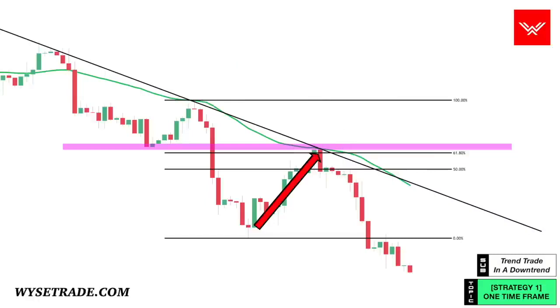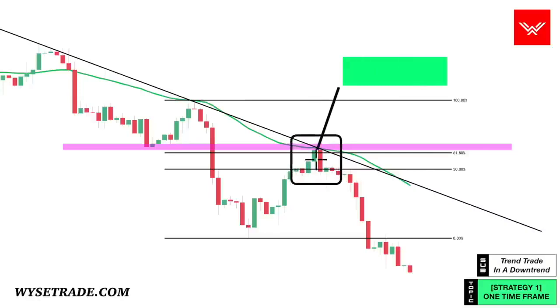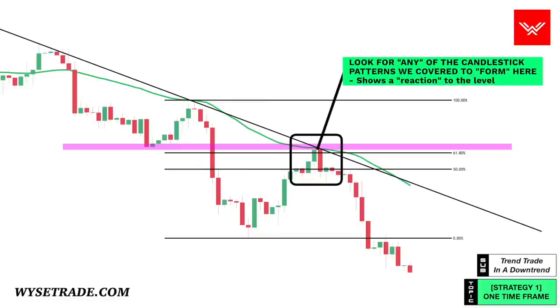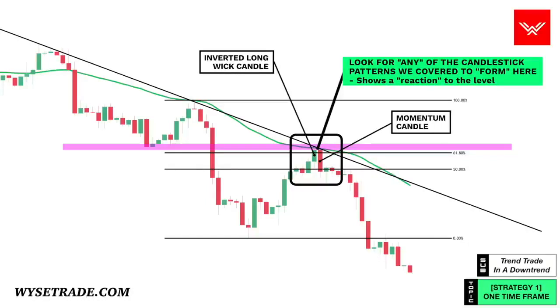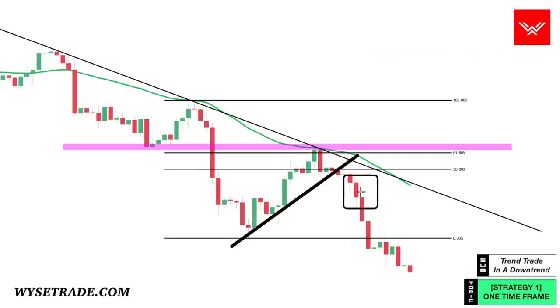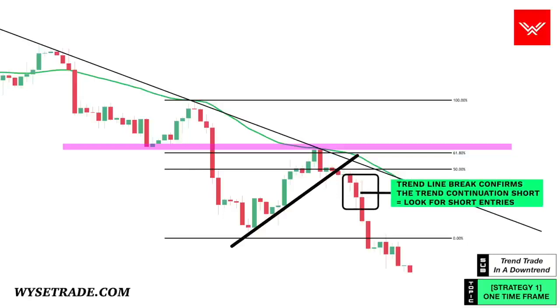As price came back up to this level, you were looking for any of the candlestick patterns to form at the area of confluence. And in this case, you had an inverted long wick candle form, followed by a momentum candle, which shows a reaction to the level. This setup here allowed for a trend line to be placed like this, and once the trend line broke, the reversal is confirmed, and you would then take a trade entry short.